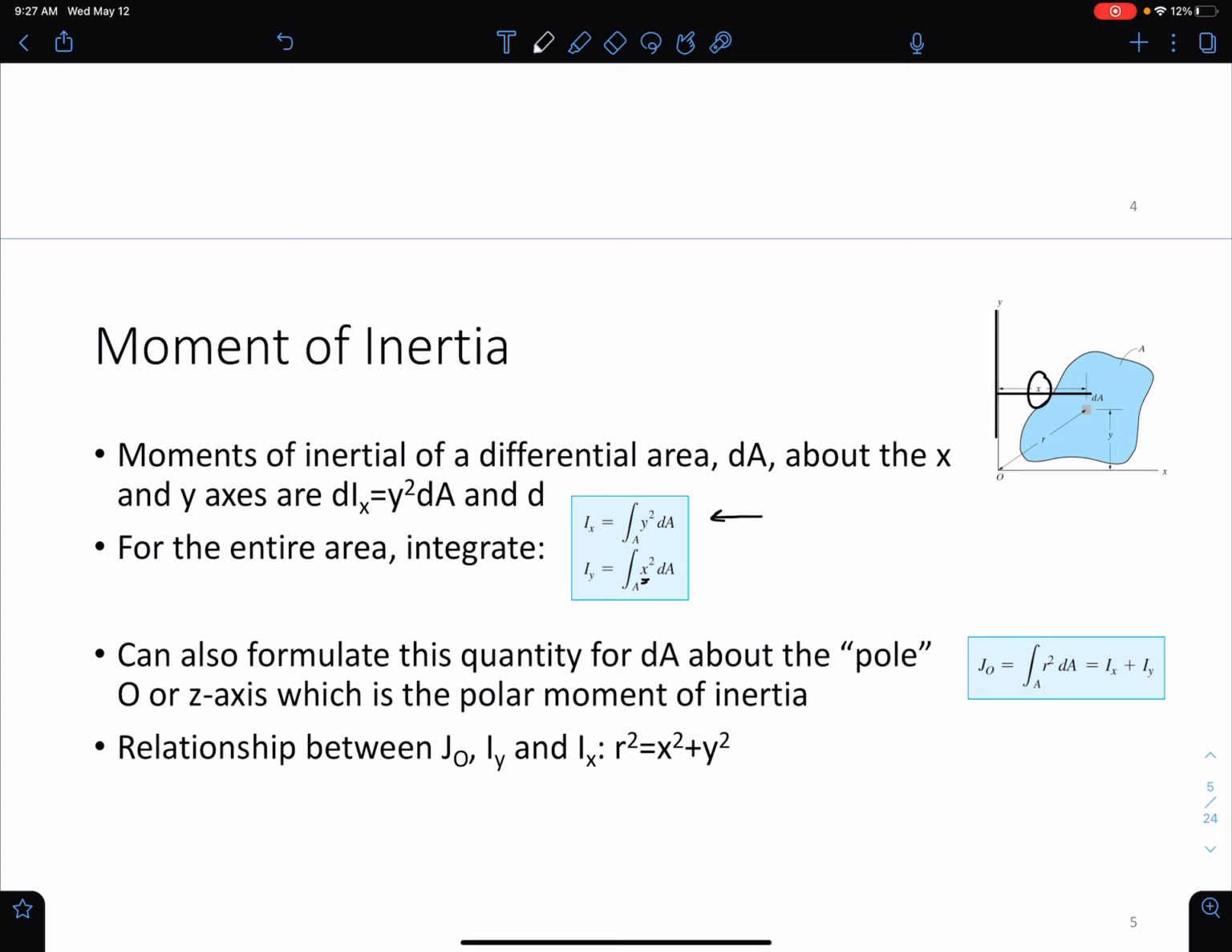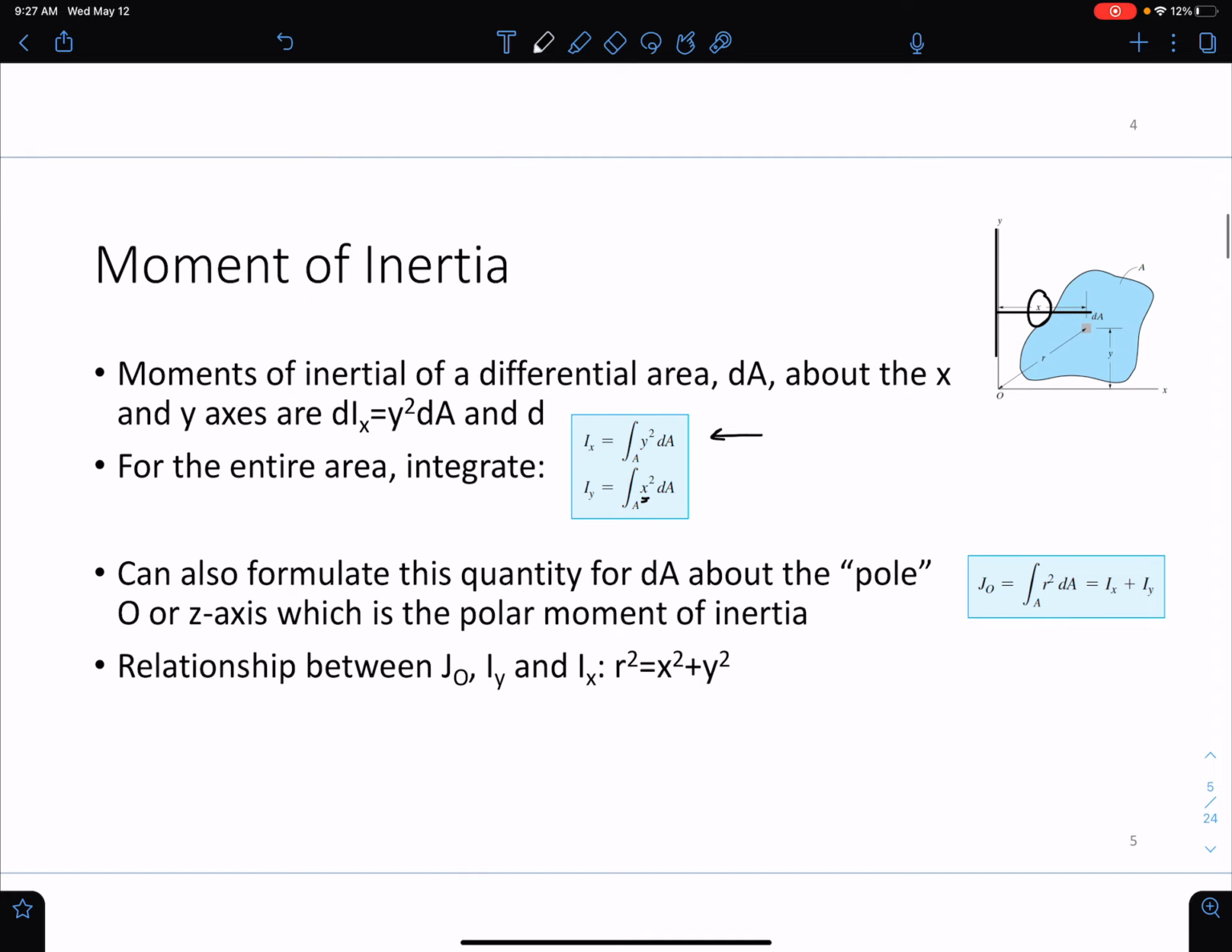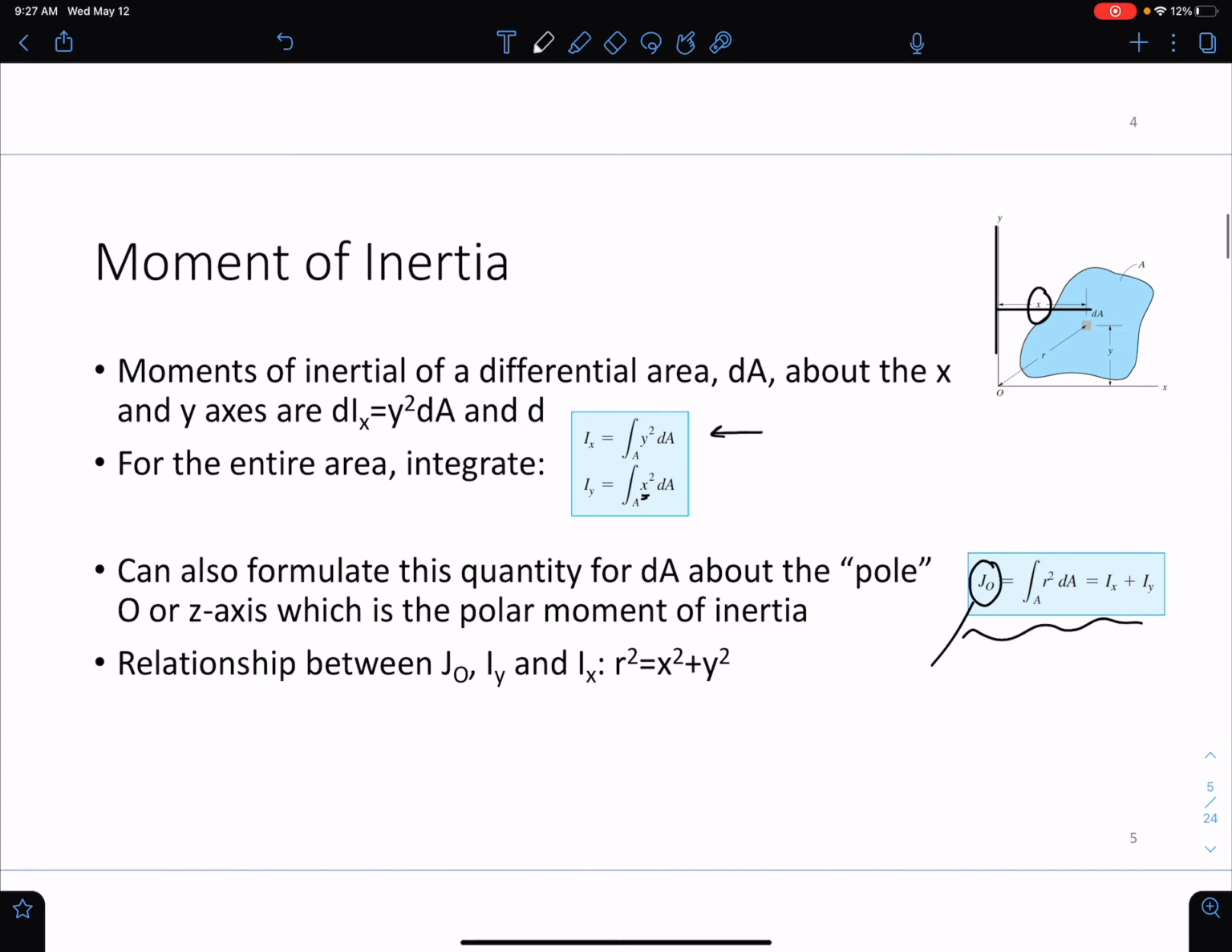And you can also formulate this dA for a pole, and this is called the polar moment of inertia, and we use the symbol J to represent the polar moment of inertia, which we'll use in mechanics of materials when we discuss torsion or twisting.